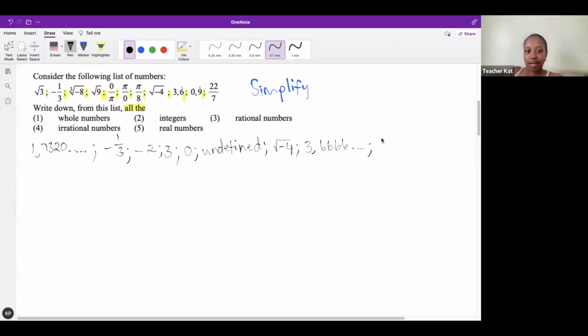Then we have a similar number, which is 0,999 until forever. And the last one, we have 22 divided by 7. Does anyone know what we use that fraction for? Nobody knows. We sometimes use that for pi. So that's going to give me 3,14, and so on. Great. Now let's categorize them.